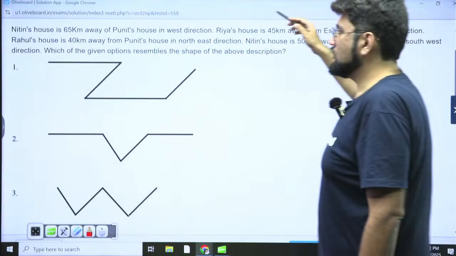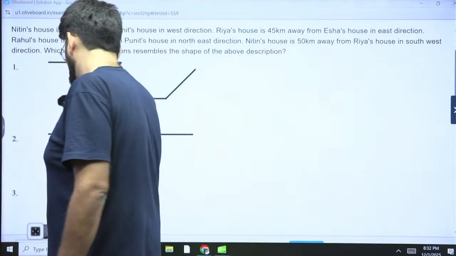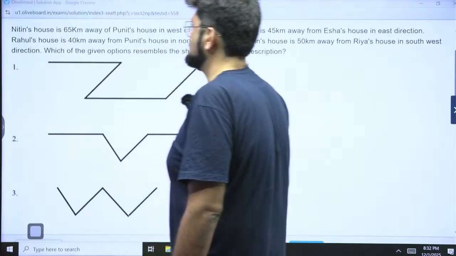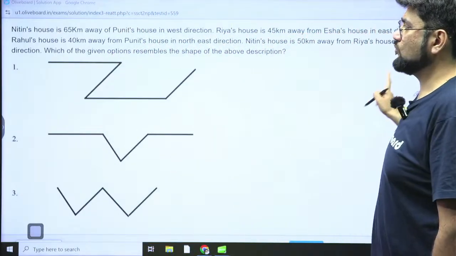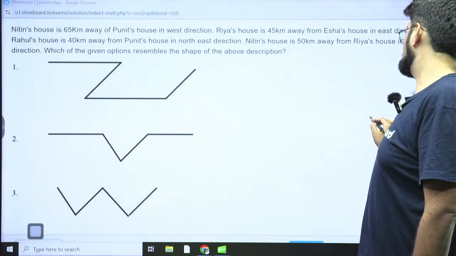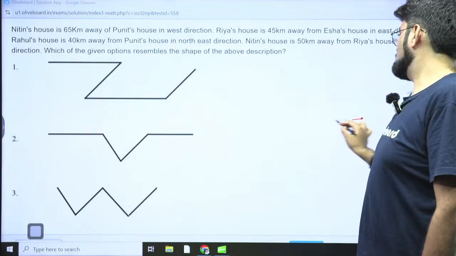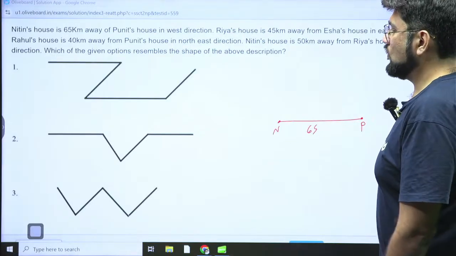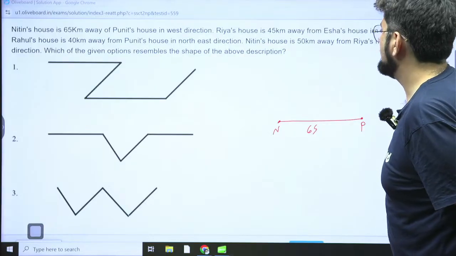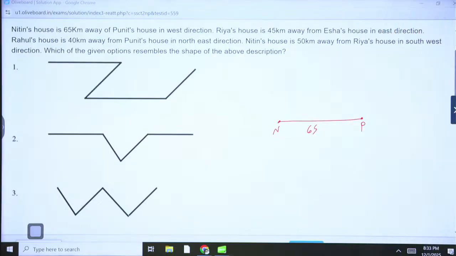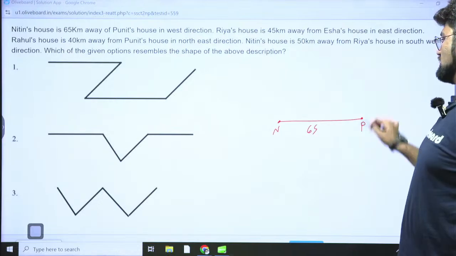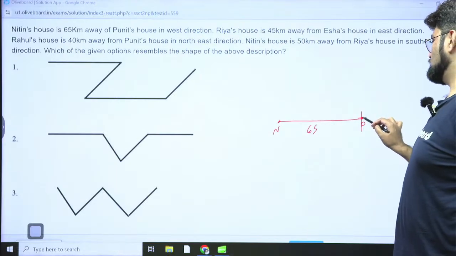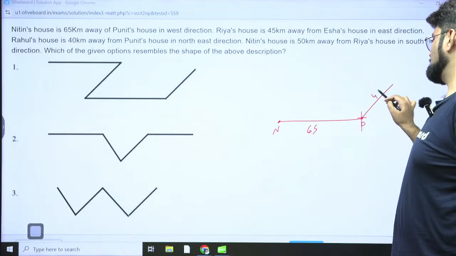Okay, this is a unique way of asking a question actually. Look at this one. But this could have been done very fast if you're good at directions. Nitin's house is 65 km away from Puneet's house in the west direction. So if this is Puneet's house, this is Nitin's house at 65 kilometers west. Now, Riya's house is 45 kilometers away from Isha's house, which we will not mention now. Rahul's house is 40 kilometers away from Puneet's house in the northeast. So northeast is here. So Rahul's house is here, 45.